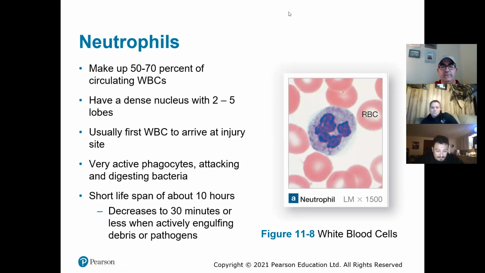They have a very short lifespan, only about 10 hours. It decreases to 30 minutes or less when actively engulfing debris or pathogens. All that means is they can circulate around your body for about 10 hours before new ones take over. And if they start digesting something, they're only going to last for another half hour.